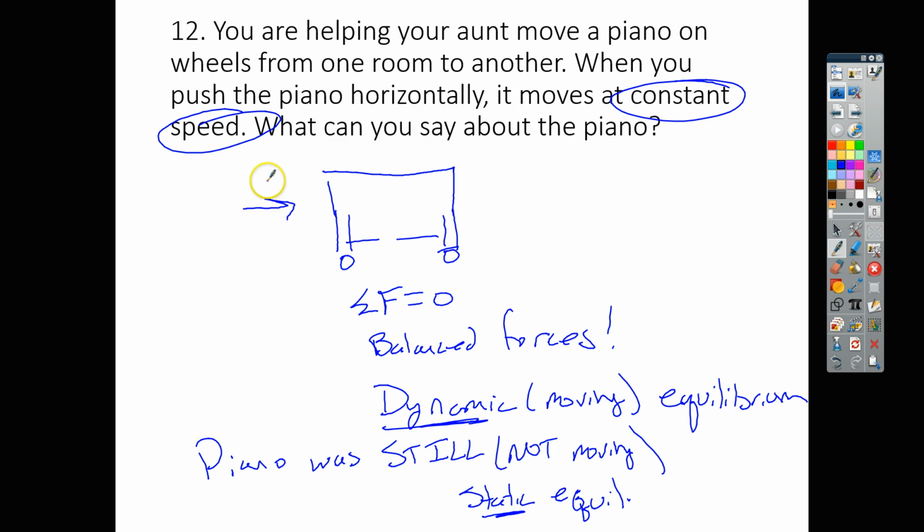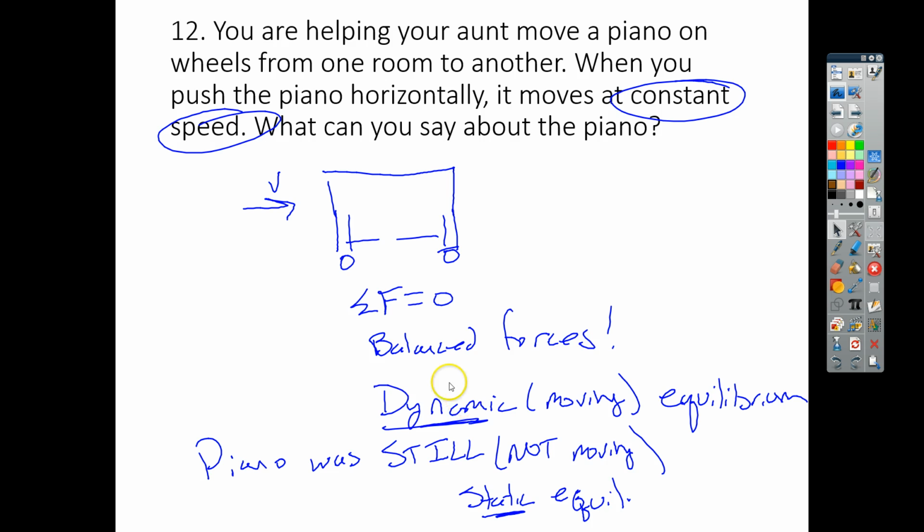So if it's moving, it's got a speed and it's constant. It's got balanced forces, it's in dynamic equilibrium. If a piano was just sitting still, then it would be in static equilibrium. So that's the key, it's dynamic equilibrium.